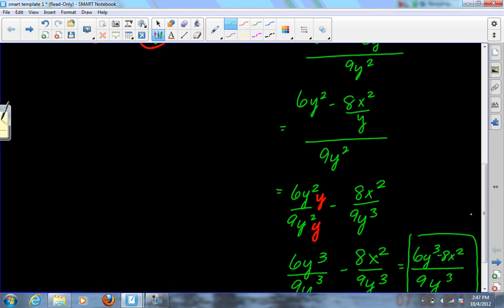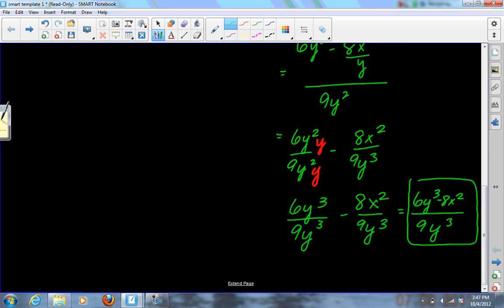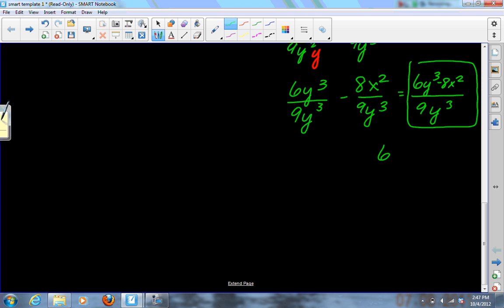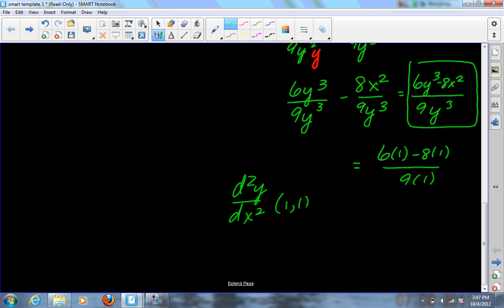I would come down here and put a 1 and a 1 for my x and my y. So this would be 6 times 1 minus 8 times 1 over 9 times 1. And the second derivative at 1, 1 is 6 minus 8, which is negative 2 over 9. So that is how you do a second derivative implicitly.